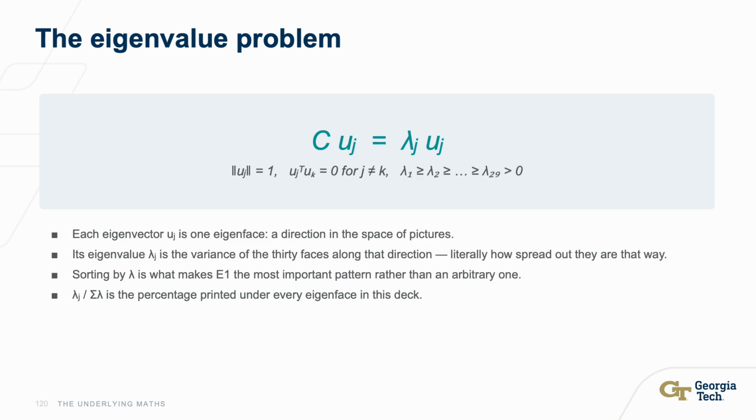So the ranking you have been watching all hour is not a matter of taste. It falls out of the arithmetic. And notice what orthogonality buys you in practice. Because the directions are mutually perpendicular, the amount of E1 in a face can be computed without knowing anything about E2. Each coefficient is one independent dot product, so adding a component never forces you to recompute the one that you already have.